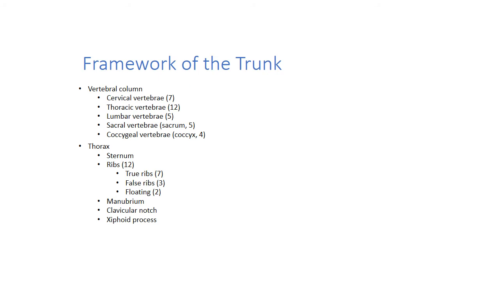The thorax is made up of the sternum or the breastbone and 12 ribs. We have the first 7 ribs that attach directly to the sternum via cartilage. These are cartilaginous joints, and if you look in your diagram of the skeleton, your textbook, any cartilaginous joints, for example, the ones in the ribs and the pubic symphysis, are light blue to indicate that they're cartilage. So the true ribs attach to the sternum, the false ribs attach to other ribs that attach to the sternum, and we have 2 floating ribs that are not attached to the sternum at all.